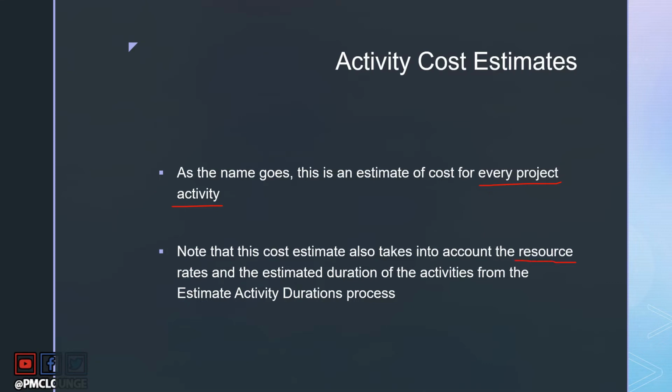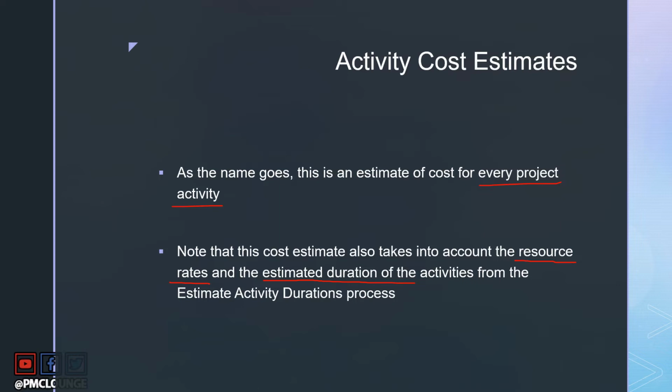Now, you need to note that the activity cost estimate also takes into account the resource rates. So if you need consultants, if you need your own employees from your organization, if you need certain infrastructure, if you're working on a software project, for testing or for anything for that matter, you need to consider the rate of those resources, and you also need to consider the estimated duration for those activities, right? So for how long do you need the consultant in your project, or for how long do you need a certain infrastructure in your project?